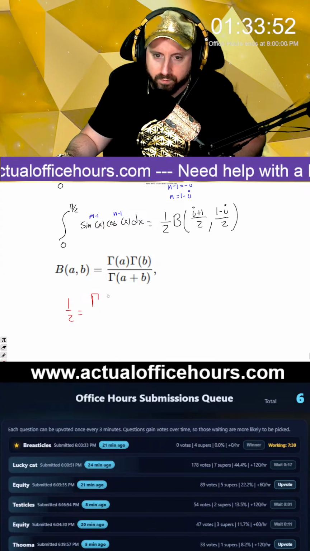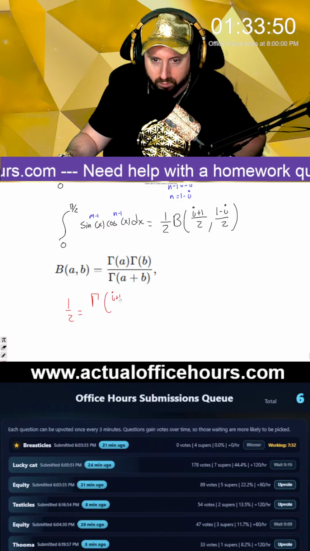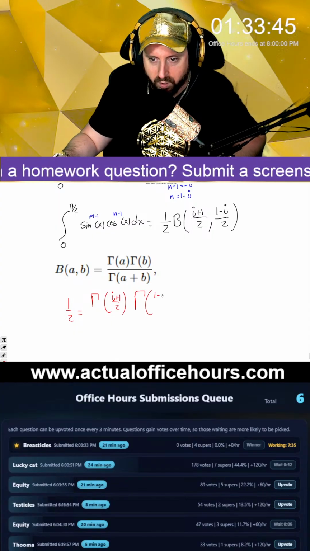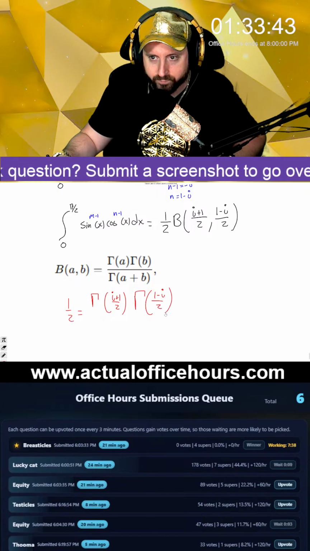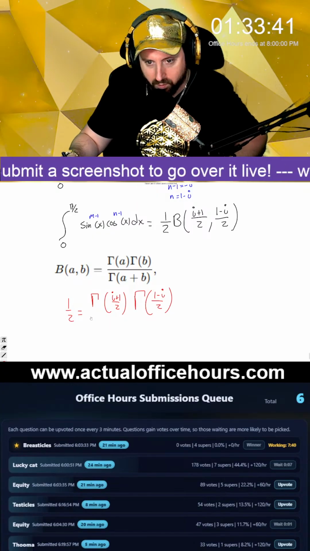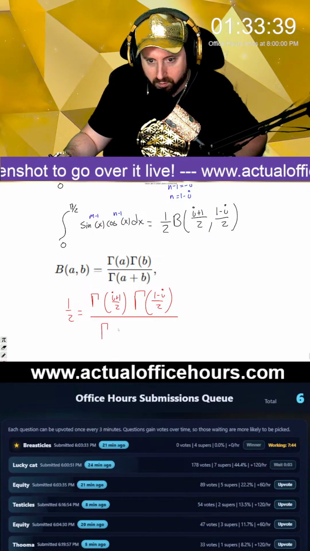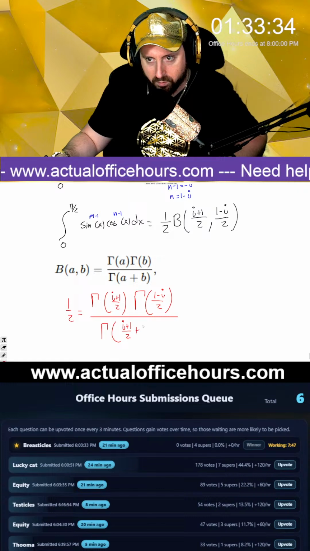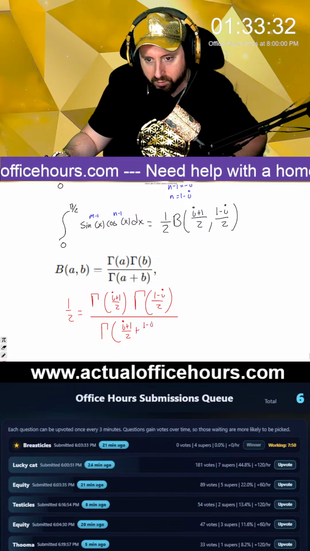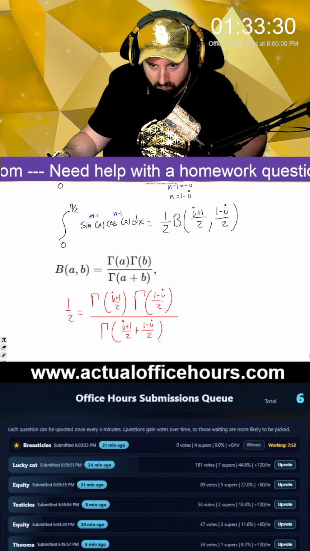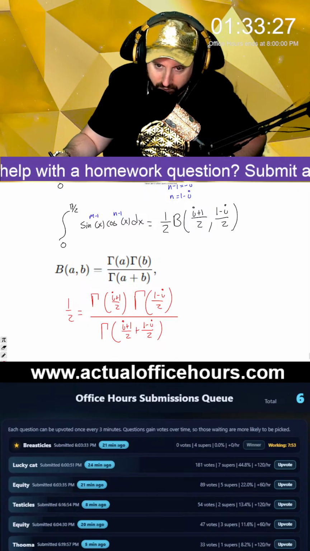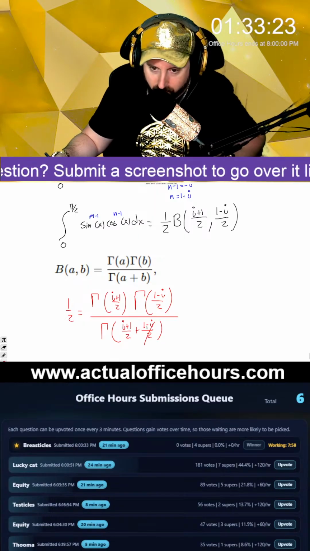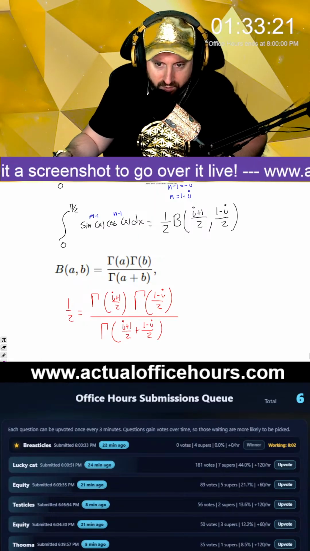So I can rewrite this as 1/2 gamma of (i plus 1) over 2 times gamma of (1 minus i) over 2, all over gamma of (i plus 1)/2 plus (1 minus i)/2. Okay. This will simplify at least, right? I got i over 2 and minus i over 2. Goodbye. That makes things a little nicer, right?